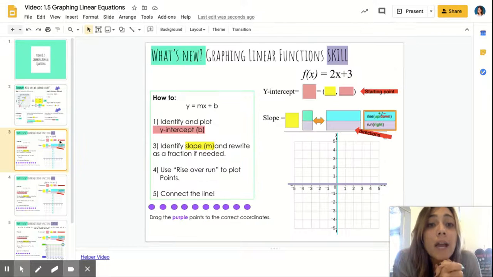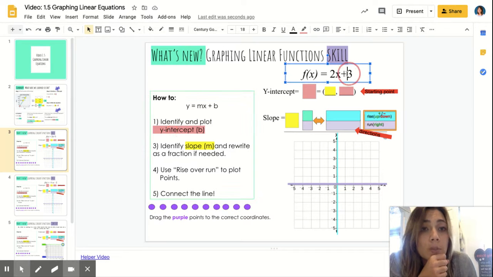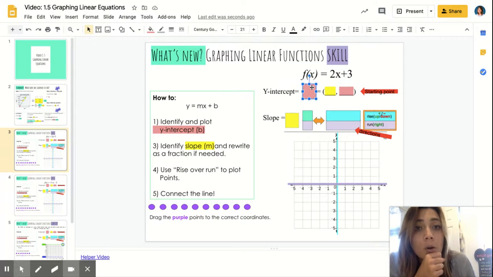All right, so now to the new stuff, graphing linear functions. So we're still in need of that slope and that y-intercept. It's just working backwards now. So now we're given the equation and need to identify. Remember that y-intercept was that number that was by itself. So in this case, our y-intercept, or our first step, is to identify, and that is 3.